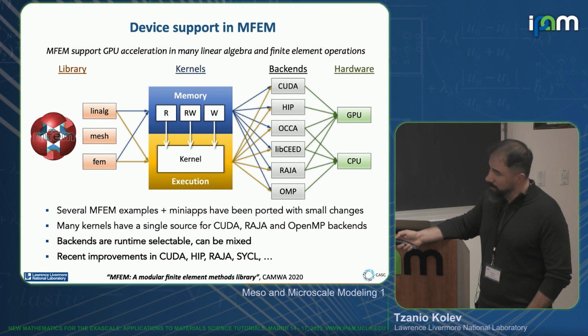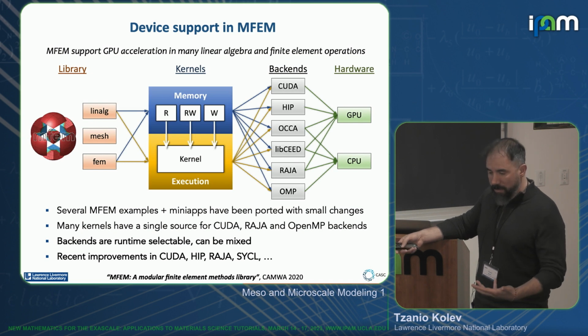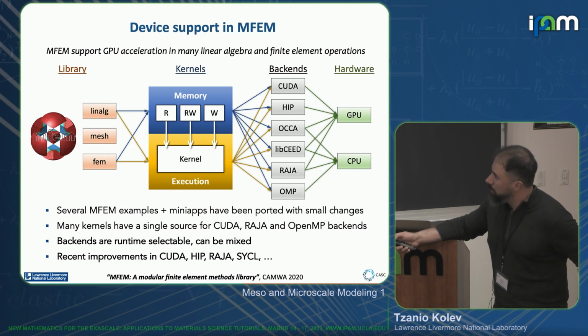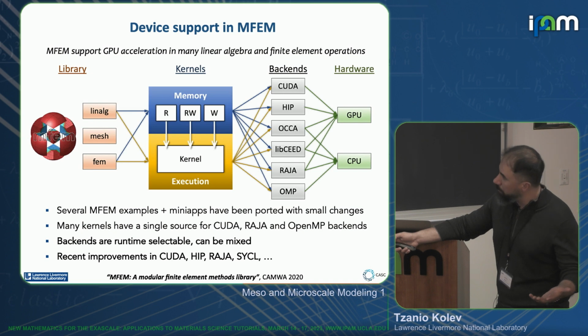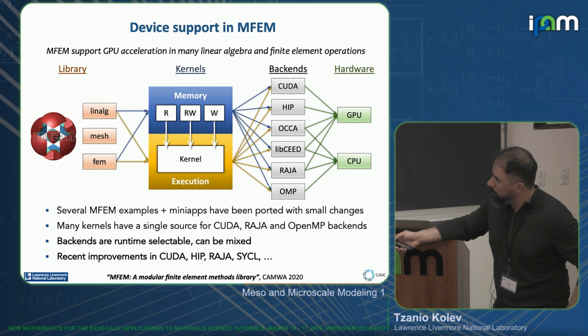But once we did that, now we can target a variety of backends. We have these kernels that we can capture as lambda functions. We also can call libCEED, this optimized library that I mentioned. We can call other things like OCCA that has just-in-time compilation. Or we can directly go to CUDA, HIP, and now also SYCL.